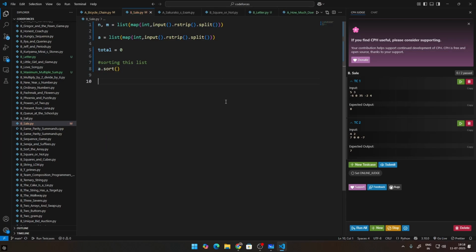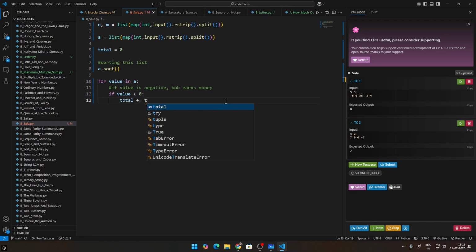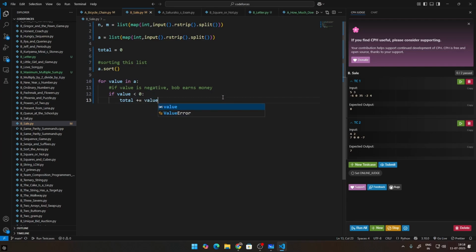That's great. Then I'm going to iterate through this sorted list: for value in this sorted list, if value is negative. What is this guy's name, by the way? Okay, it's Bob. Bob earns money. I will just go ahead and add this to the total: total plus equal to value. But here we have to make another check, and this should be less than m, correct?